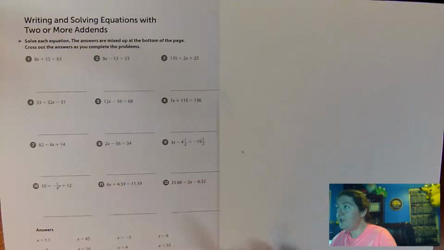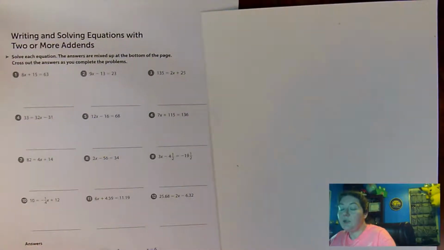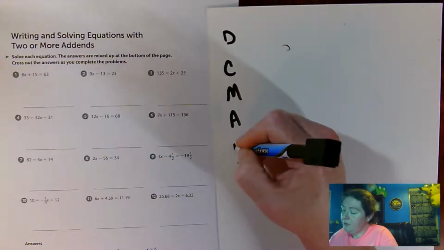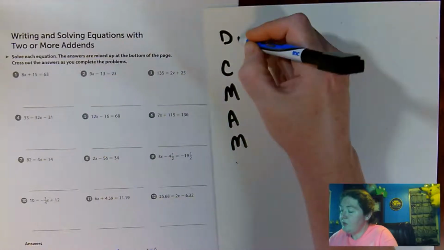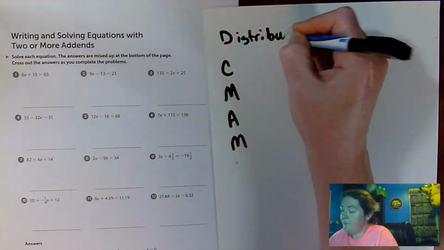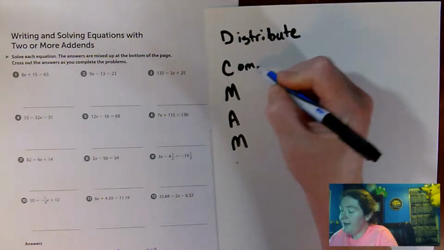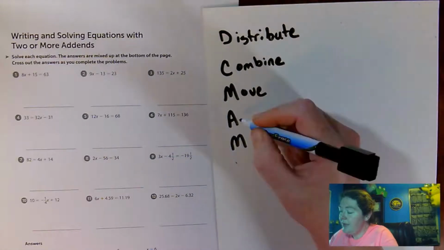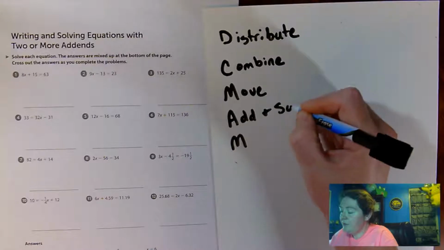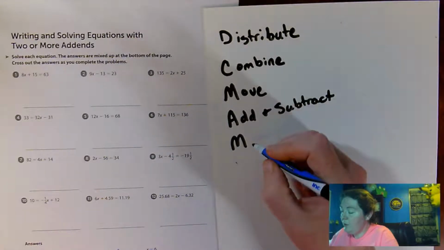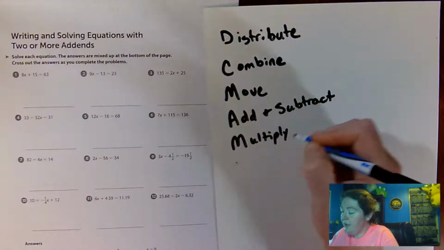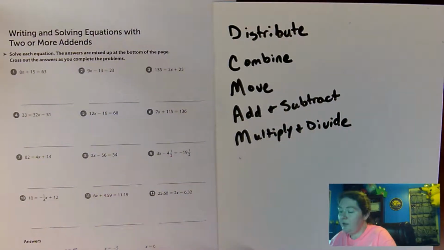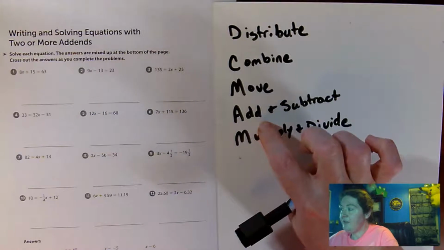Alright, before we start this, I want to take a step back and think about something we talked about in class. Don't call me after midnight. Remember, our D stood for distribute. Our C stood for combine like terms. M was move. A, add and subtract. And M was multiply and divide. Alright? Don't call me after midnight. Distribute, combine, move, add and subtract, multiply and divide.